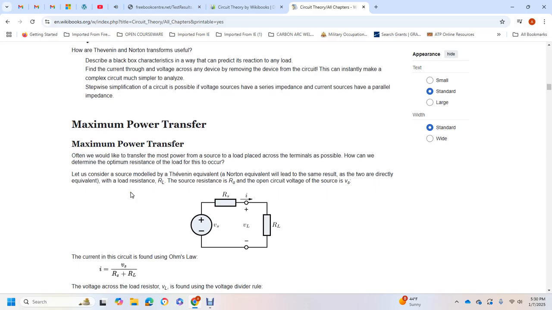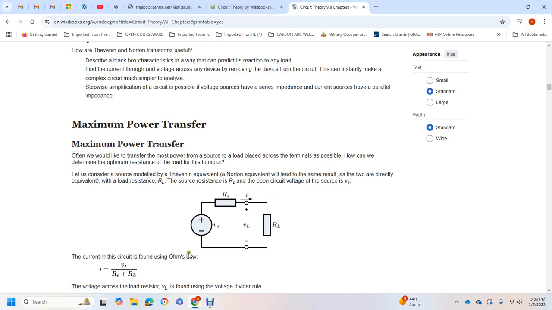Maximum power transfer. If we would like to transfer as much of the source power to the load across the terminals as possible, how can we determine the optimum load resistance for this to occur? Let's consider the source model. The Norton equivalent will lead to the same result, as the two are directly equivalent. Load resistance R_L, source resistance R_S, open circuit voltage source V_S.